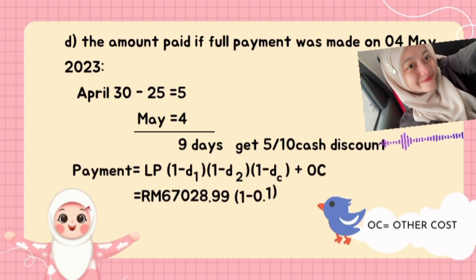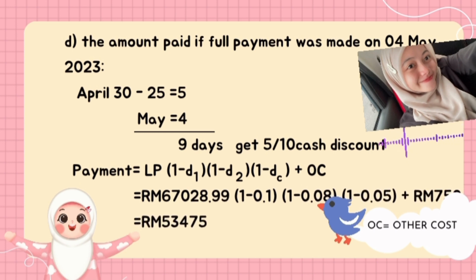To find the amount of payment, we must equal it to list price, multiply 1 minus D1, multiply 1 minus D2, multiply 1 minus DC, which is the cash discount. And then we must plus it with the other costs. So, 67,028 ringgit 99 cents, multiply 1 minus 0.1, multiply 1 minus 0.08, multiply 1 minus 0.05, and then we must plus it with 750 ringgit. So the amount of payment is 53,475 ringgit.